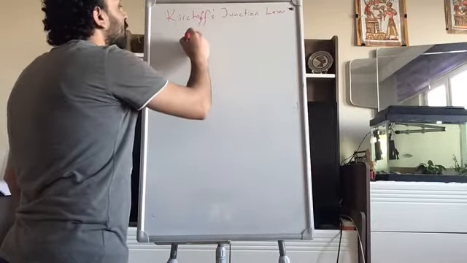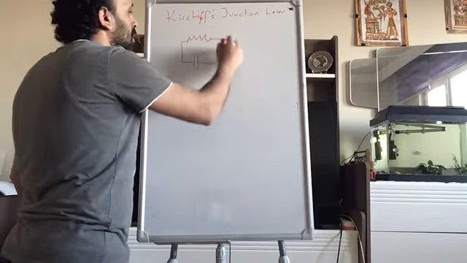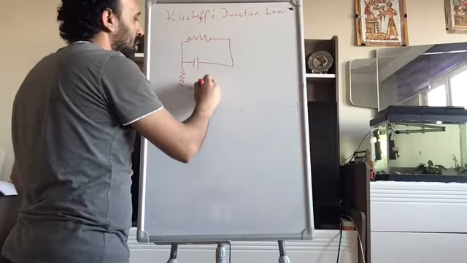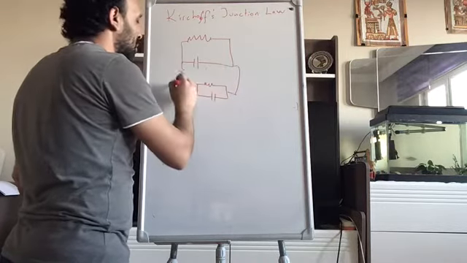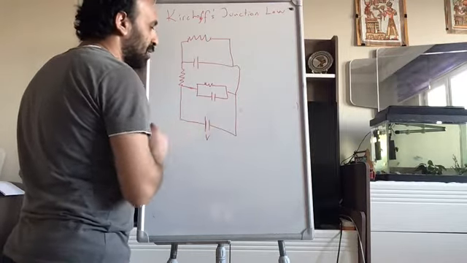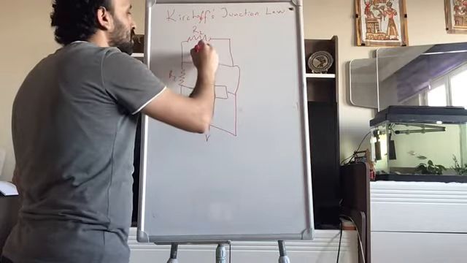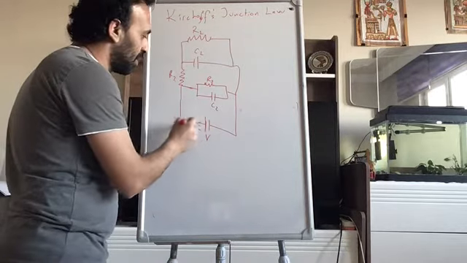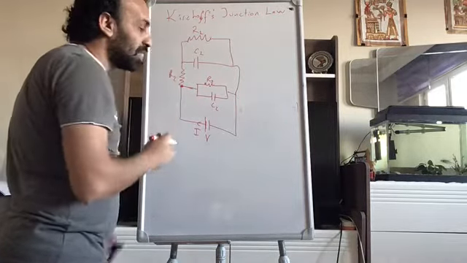So if we have a circuit like this, let's say this is the power supply, and the resistors we can call R1, R2, R3, C1 and C2. Now the current starts from the power supply and it comes to that point. That point actually is a point at which the current should split, right?